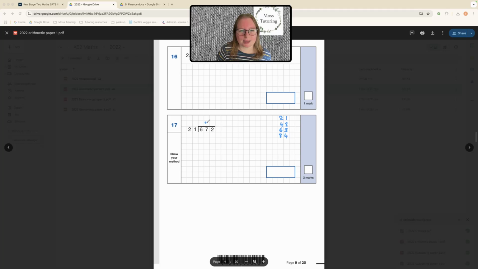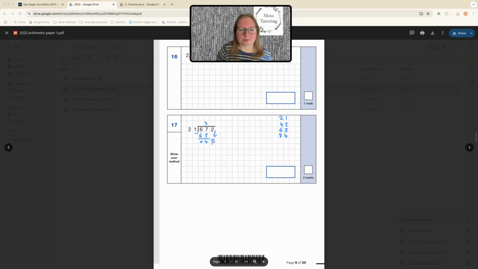So I'm going to pop a 3 here, and then I'm going to write 63 underneath because 21 times 3 is 63, to find out what our remainder will be. So then we're going to take these away. So 7 take away 3 is 4. Then 6 take away 6 is 0. I'm going to bring this 2 down to make 42.